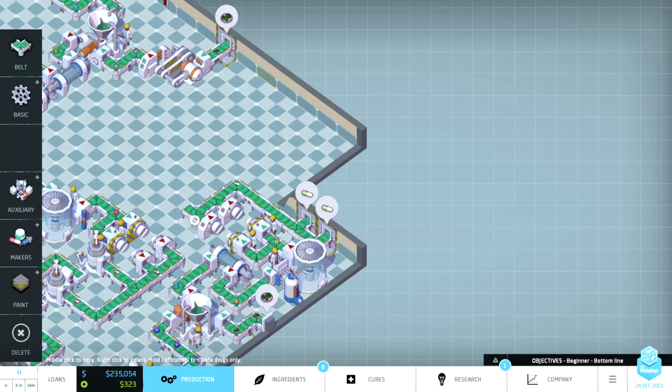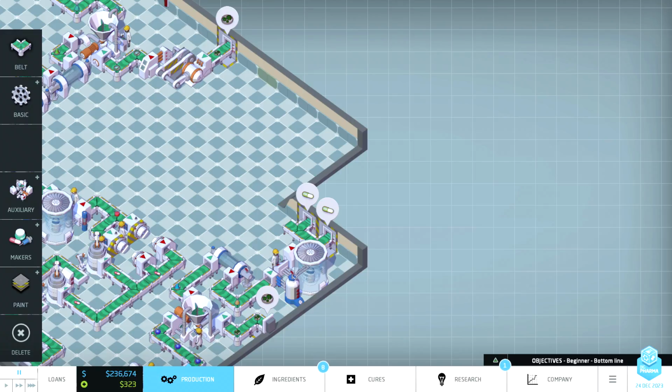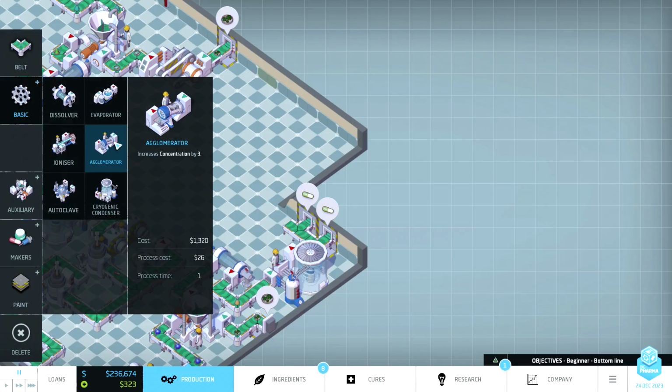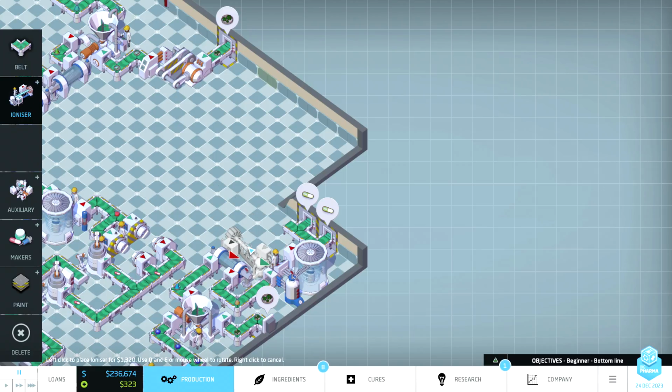So I need to come down 3. I need to move these pill printers up a little bit to do it. So let's sell these guys. Sell them. All right. And let's get rid of all this so I can see what I'm doing here. All right, so come down 3. So basic and ionizer. Put an ionizer in somewhere where it's going to make sense. I guess I'll put it like this and just have the thing come over this way.